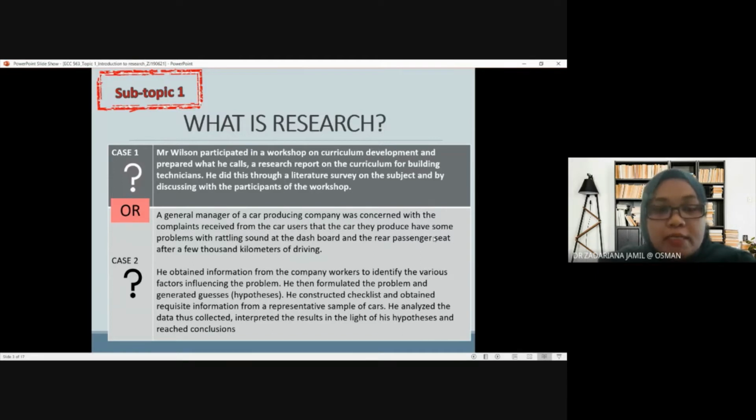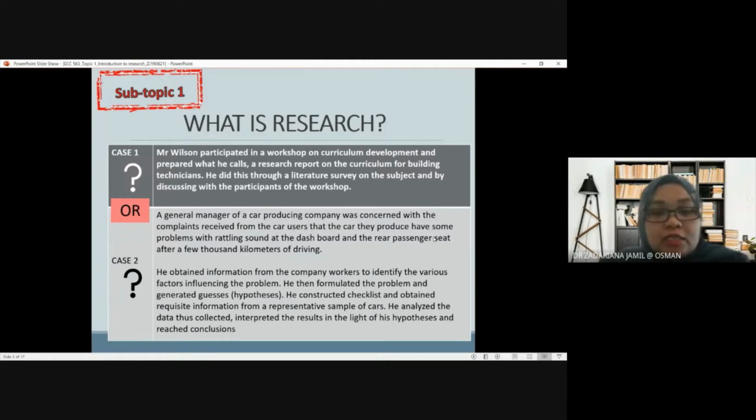Case 1 is actually about Mr. Wilson, who participated in a workshop on curriculum development and prepared what he calls a research report on the curriculum for building technicians. He did this through a literature survey on the subject and by discussing with the participants of the workshop. So, do you think case 1 is a research? Let's look at case 2.